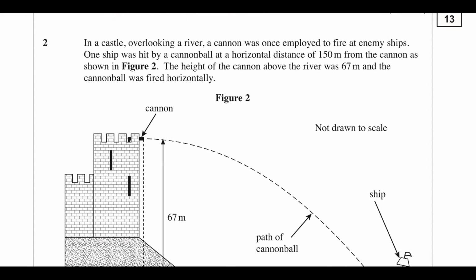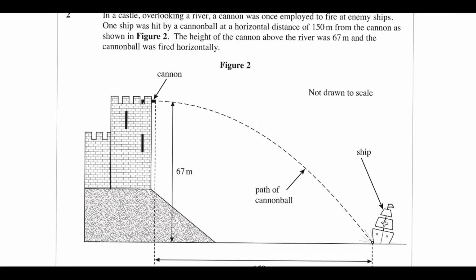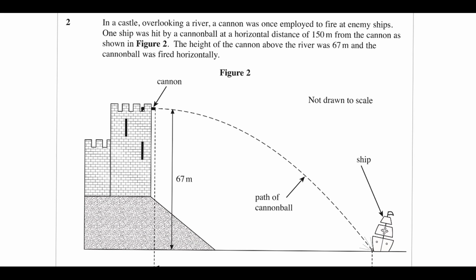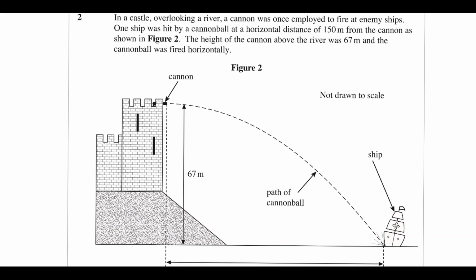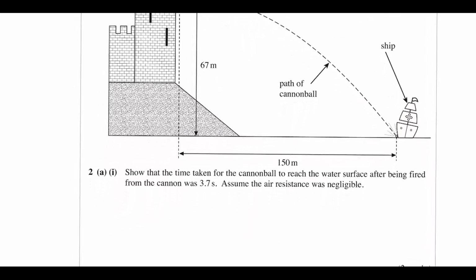Next, it looks like we're going to see some projectile motion. Oh, very exciting. We've got defeating enemy ships with cannonballs, always good. So we've got a castle overlooking a river. A cannon fires at the ships, and it looks like they're fired horizontally initially, and it travels a horizontal distance of 150 meters when the vertical distance is 67, and it is indeed fired horizontally.